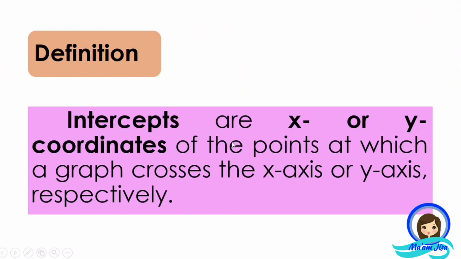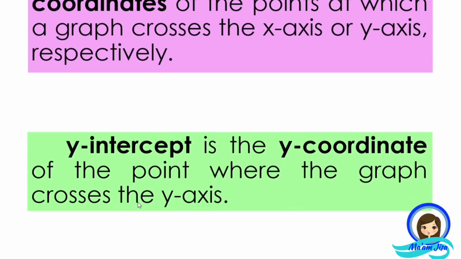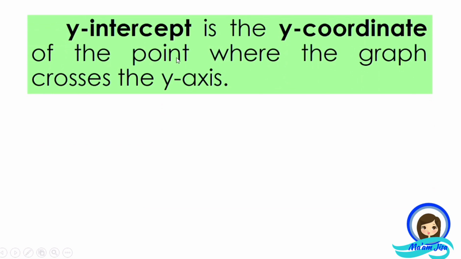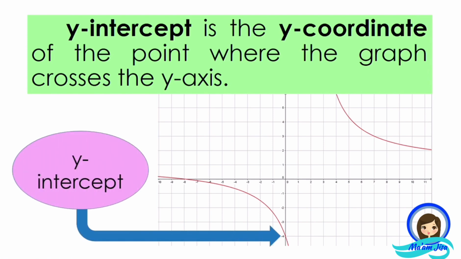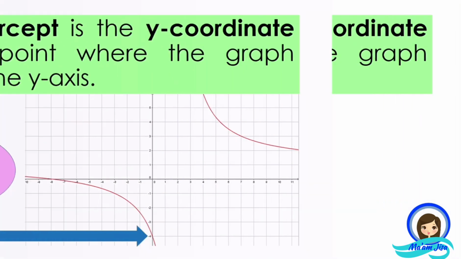Let us first look at the definition of the intercepts. Intercepts are x or y coordinates of the points at which a graph crosses the x-axis or y-axis respectively. The y-intercept is the y-coordinate of the point where the graph crosses the y-axis. In the graph below, we can see that the graph crosses the y-axis at point -4. Therefore, our y-intercept is -4.